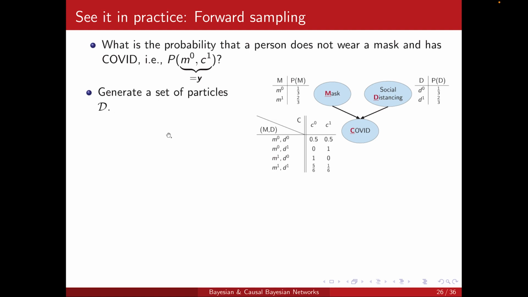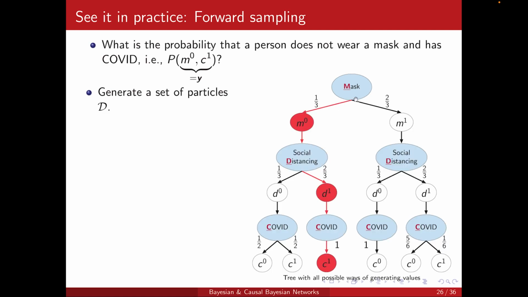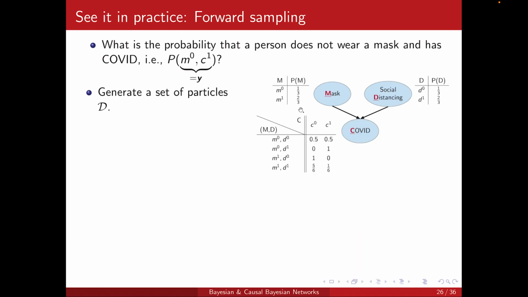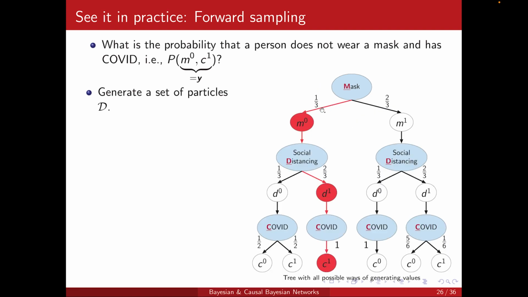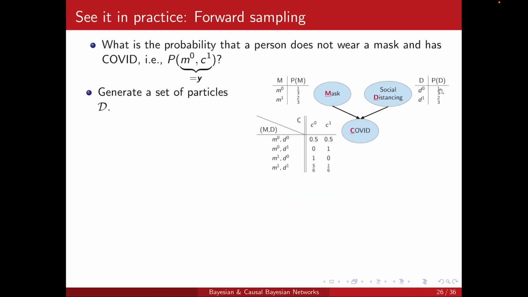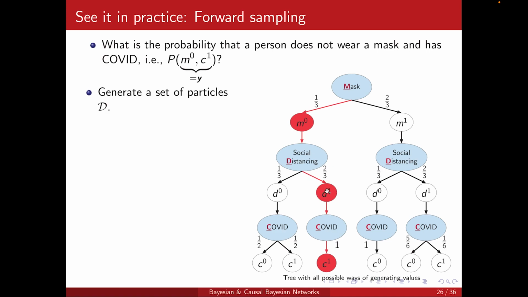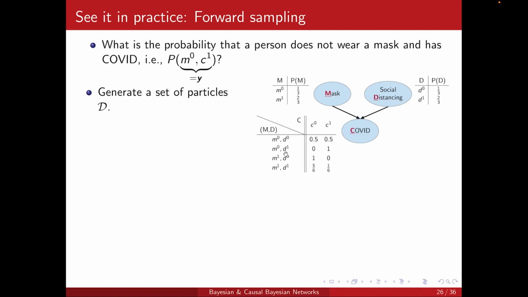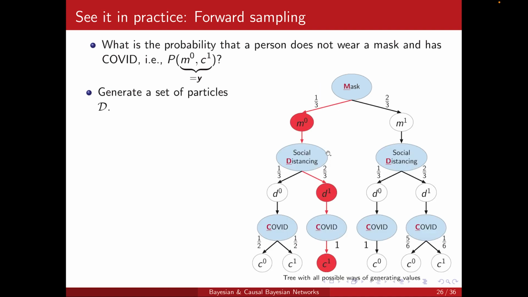We need to generate a set of particles D as we just explained, and this is basically for P of y that we're interested in. How can we do it? We first sample mask, and for mask we saw that it had two values, 1/3, 2/3. We generate a random number R, and then based on which interval it falls into, we decide between these two values. In this case, for example, imagine we sample M0. Next, we go with social distancing. Again, this one has either D0 or D1, with the same probabilities. Imagine this time we get D1. And then we decide on the value of COVID. In this case, for COVID given M0, D1, the only possibility was C1. So we will get exactly the value of 1.